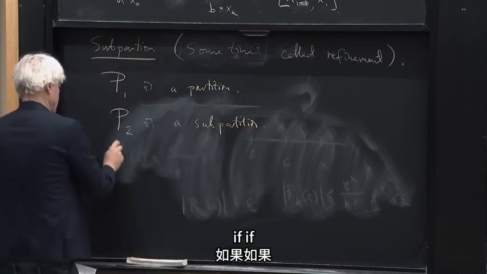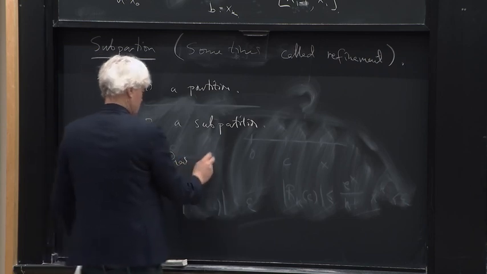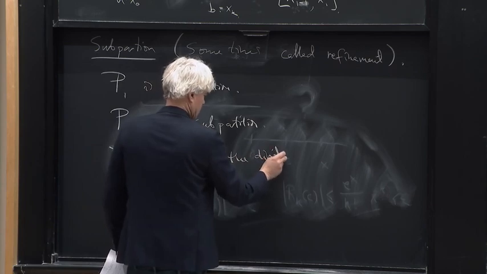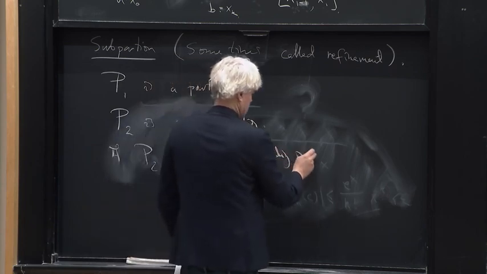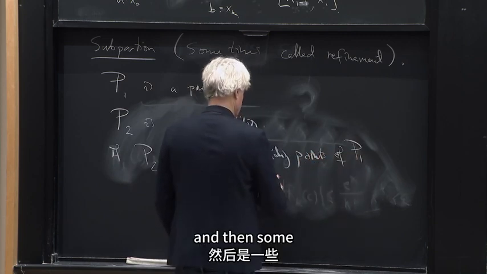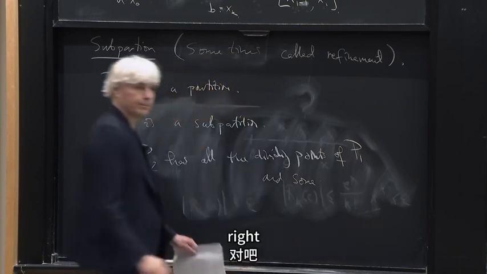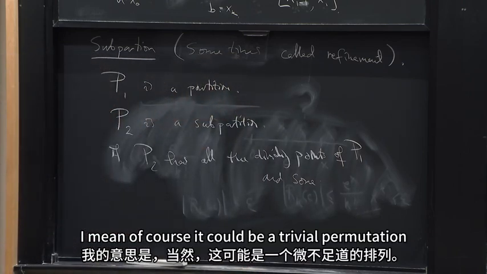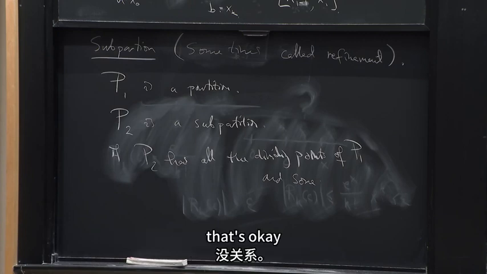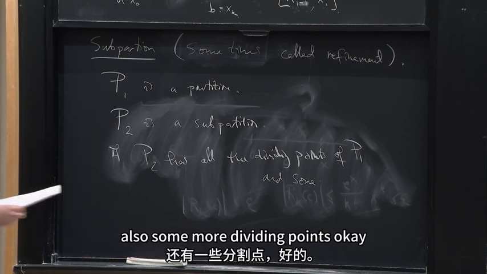if P2 has all the dividing points of P1 and then some. I mean, of course, it could be a trivial subpartition where P1 and P2 are the same. That's okay. But in general, it would have some more dividing points also, okay?